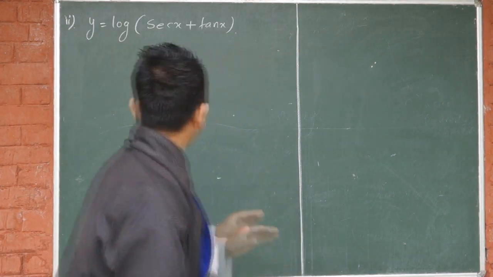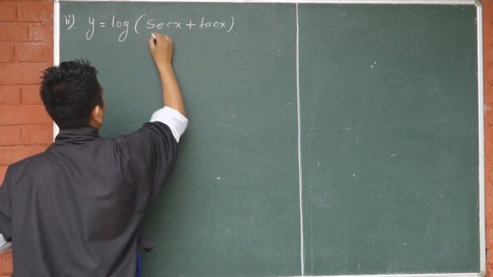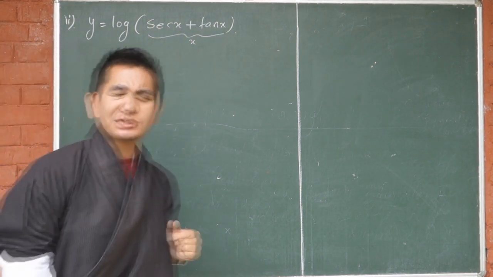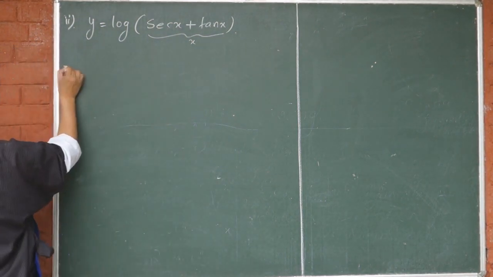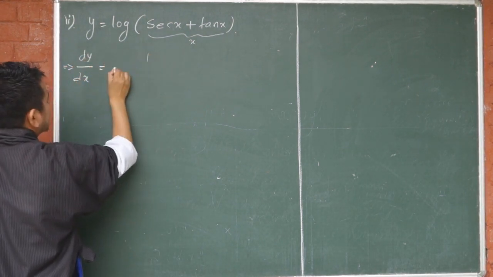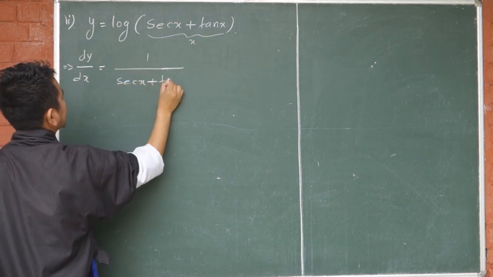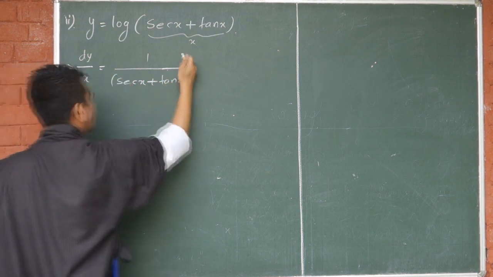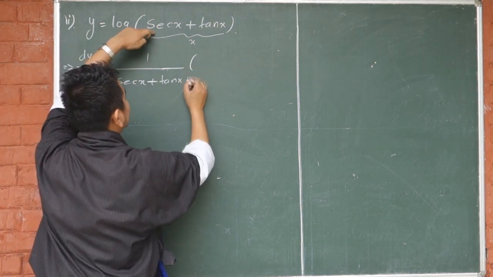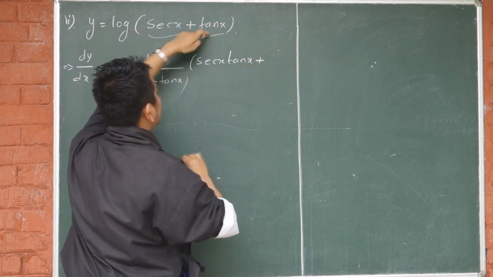Okay? So now this question, y is equal to log of sec x plus tan x. As usual, assume this whole thing as x. So definitely this becomes log x. What's the differentiation of log x? 1 by x. Means that implies dy by dx is equal to 1 by x, but in place of x we have sec x plus tan x. Put a bracket. Oh, no need to put a bracket, no one is multiplying. Then differentiate inside now. What's the differentiation of sec x? We have sec x tan x plus what's the differentiation of tan x?